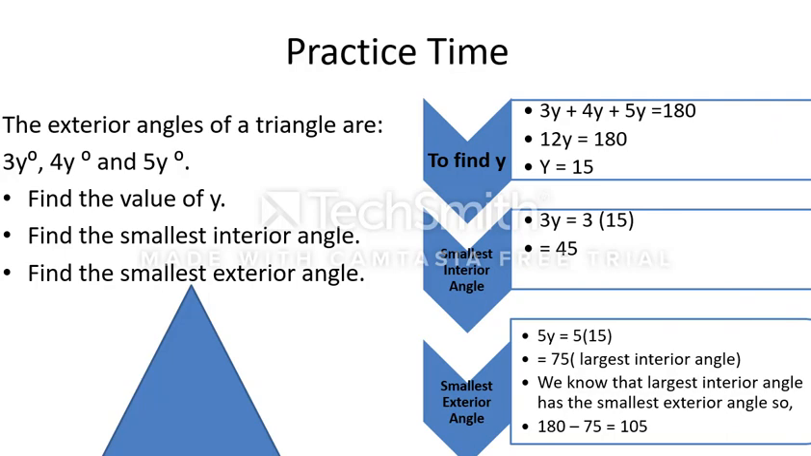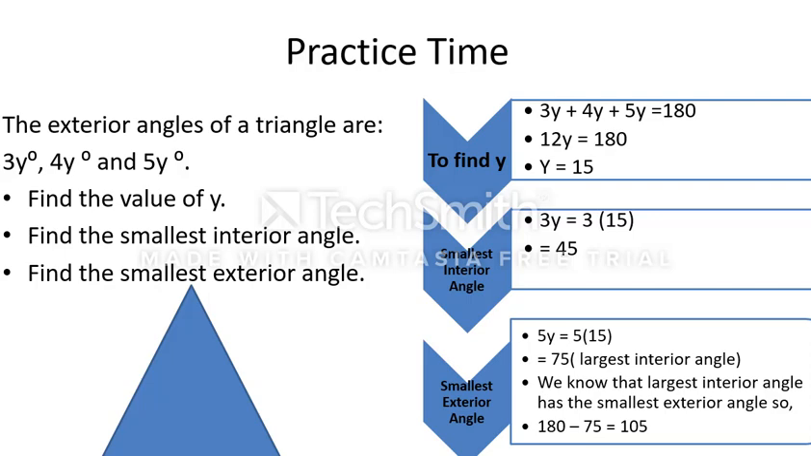If we want to find y, we know that the sum of angles in a triangle is 180 degrees, which leads us to the given equation, and after doing all the necessary calculations, we find out the value of y, which is 15 degrees. Now, which angle is the smallest interior angle? So after multiplying 15 with 3, 4, and 5, we find out that the value of 3y is the smallest one. So the smallest interior angle is 45 degrees.